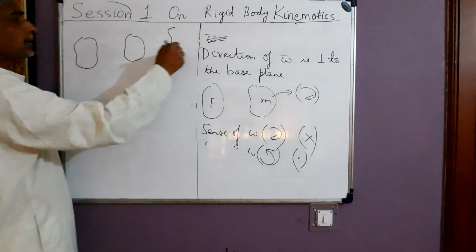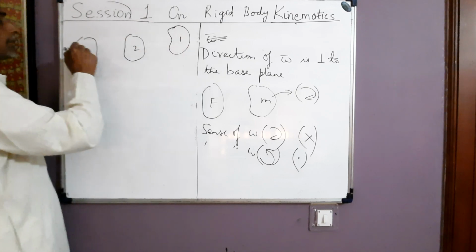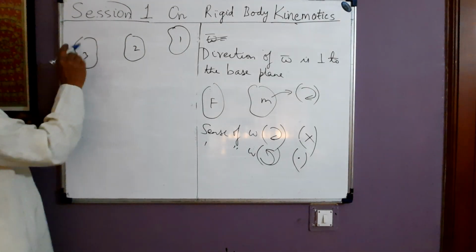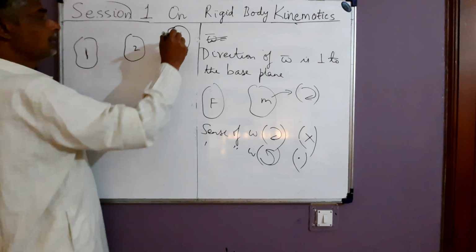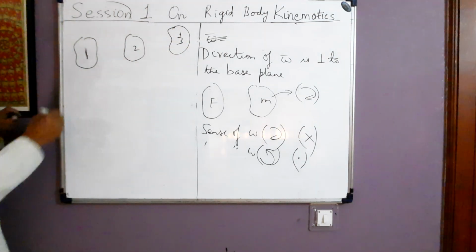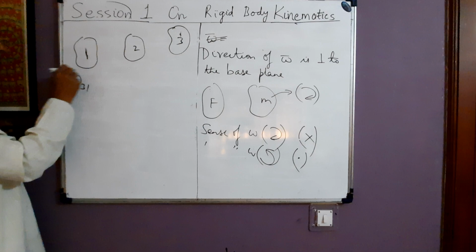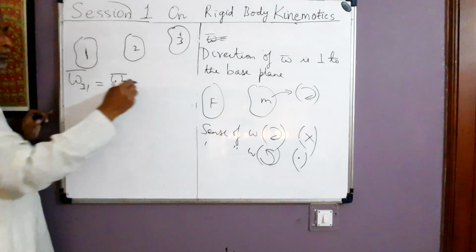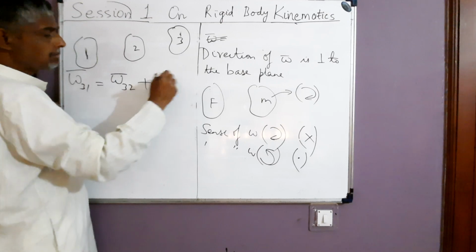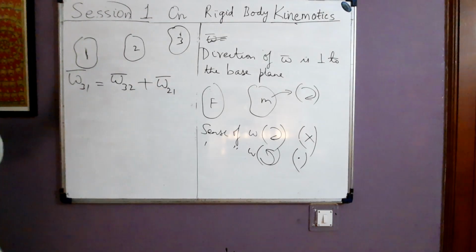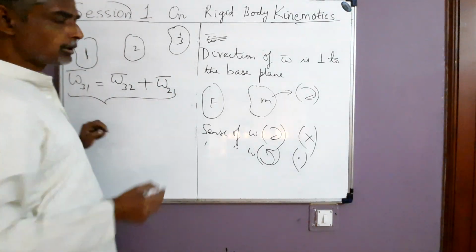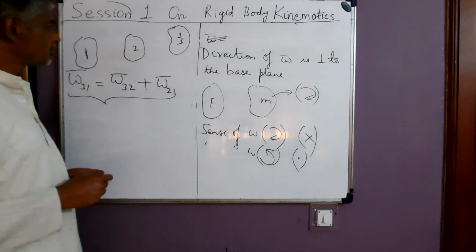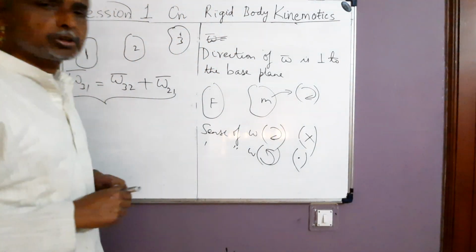Suppose 1, 2 and 3 are 3 rigid bodies. Angular velocity of body 3 with respect to body 1 is equal to angular velocity of body 3 with respect to body 2 plus angular velocity of body 2 with respect to body 1. This is the relation for angular velocity between 3 different bodies.